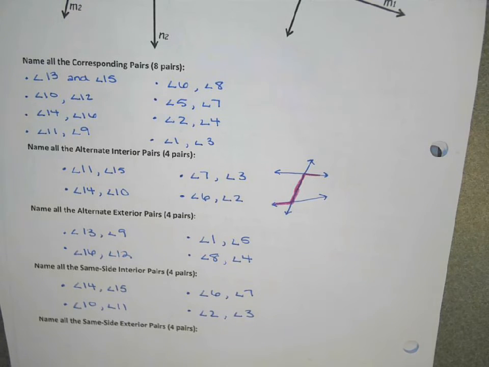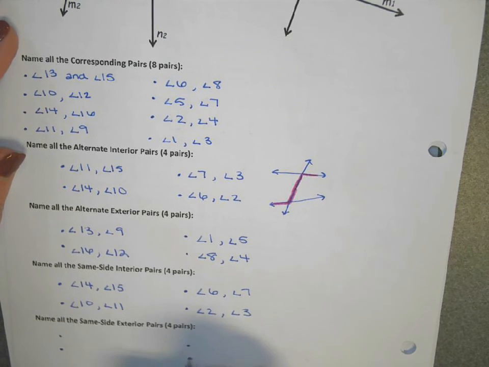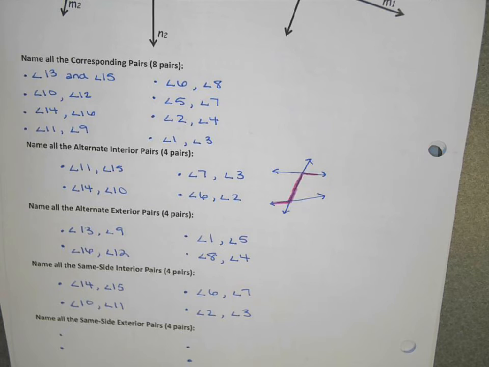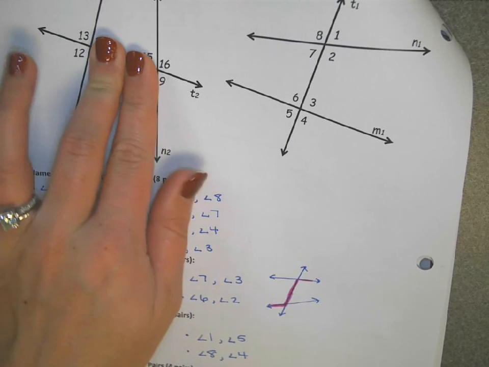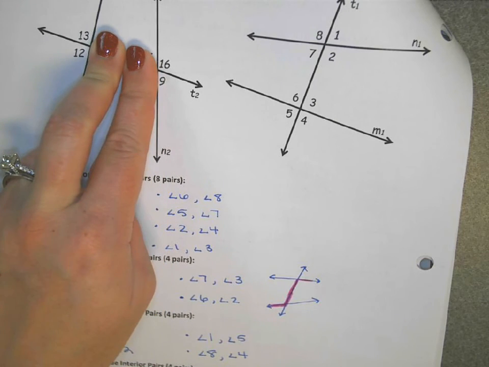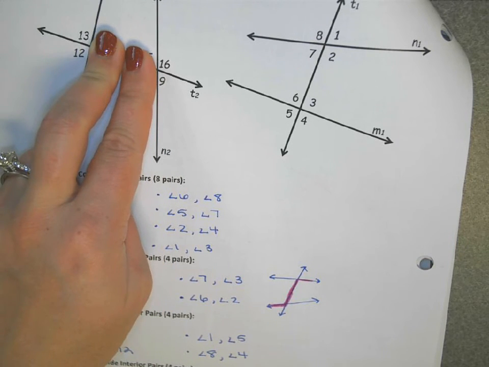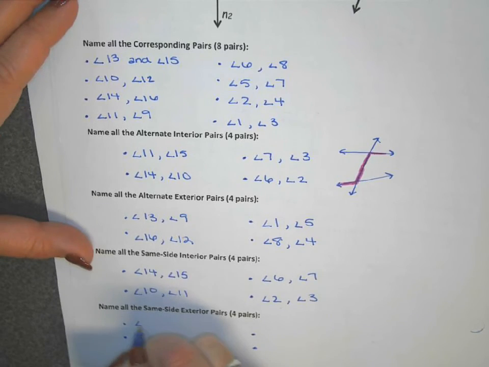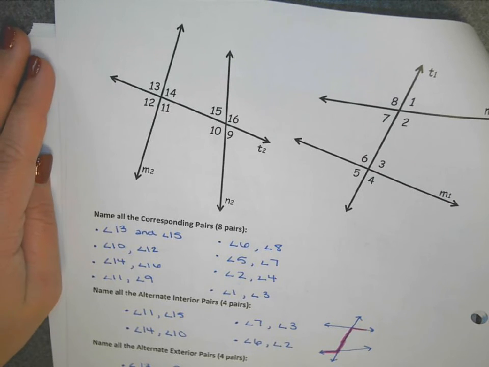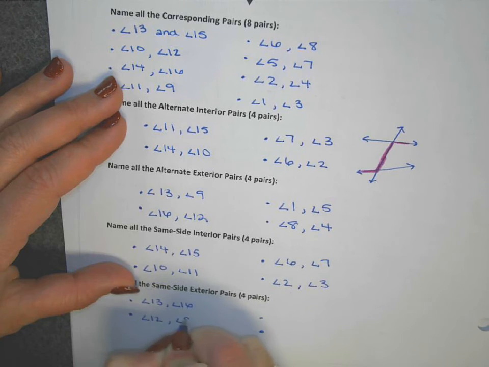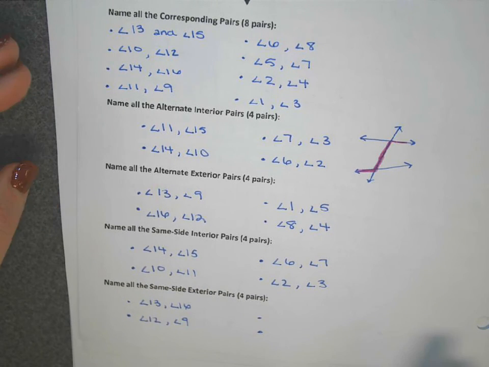All right, the last type of angle that we have to deal with are same side exterior pairs. There are 4 of them, so 2 on the left diagram, 2 on the right diagram. So we're looking on the same side of the transversal, exterior of the 2 lines. So we're looking here at the exterior angles on the same side of the transversal. 13 and 16 will be one. What's the other one on that one? 12 and 9. All right, so that takes care of my left diagram there.